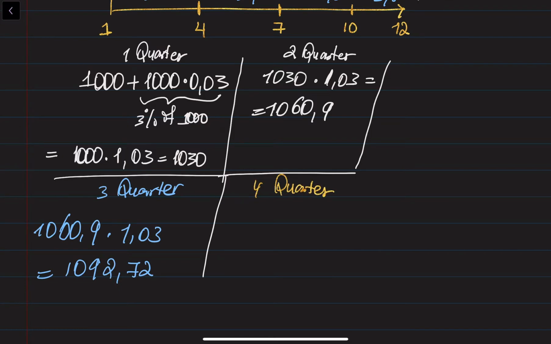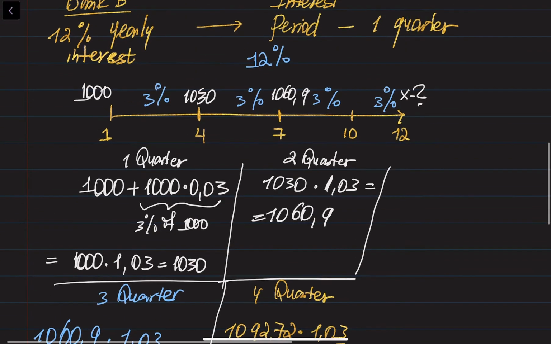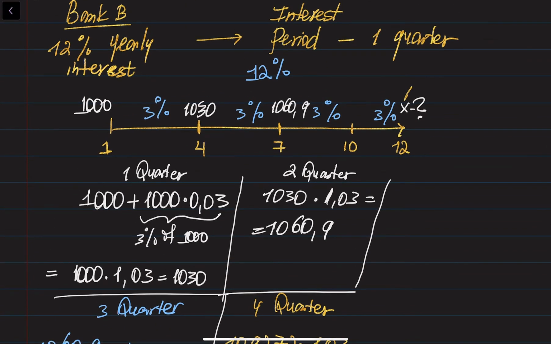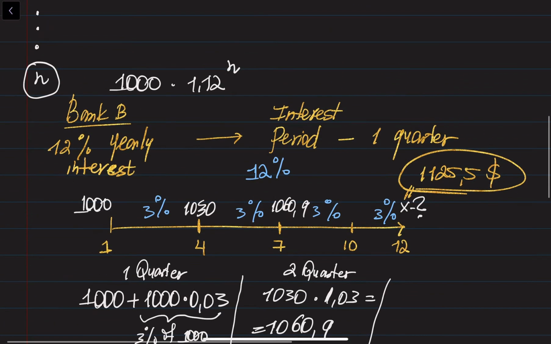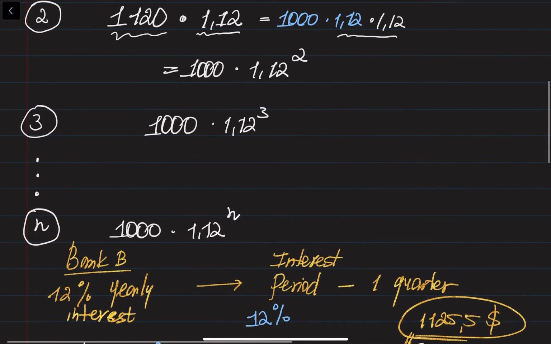So in the last quarter, quarter number 4, we can calculate this now. So 1,092.72 times 1.03, right? So my money back plus the 3%. If I multiply this by 1.03, I would get $1,125.5. So this is what we will get at the end. So this X here is going to be $1,125.5.